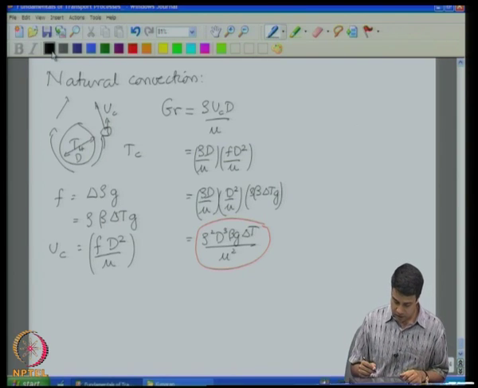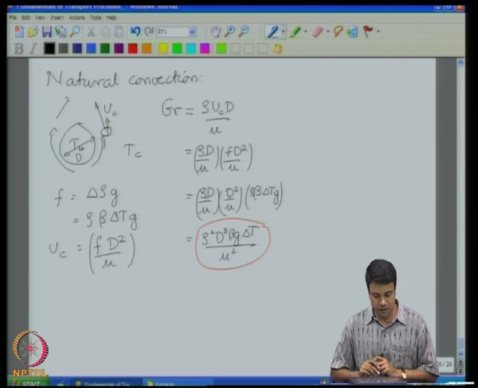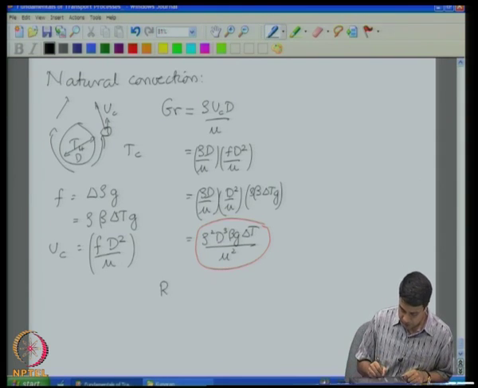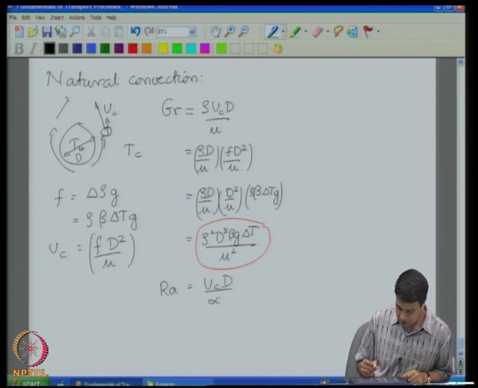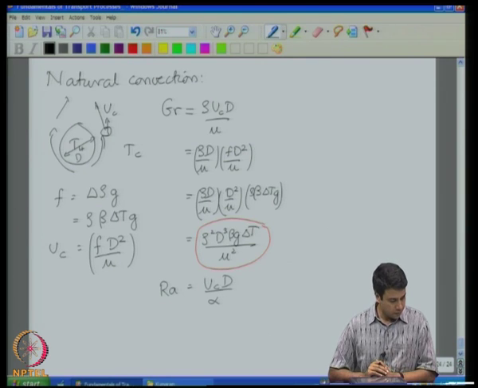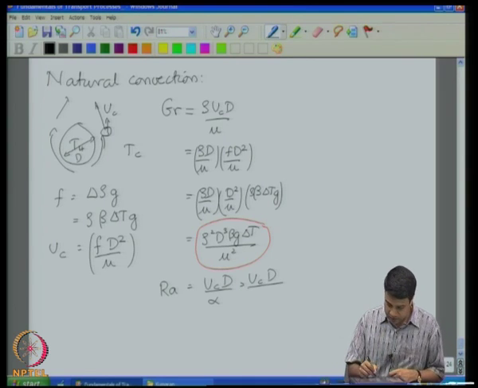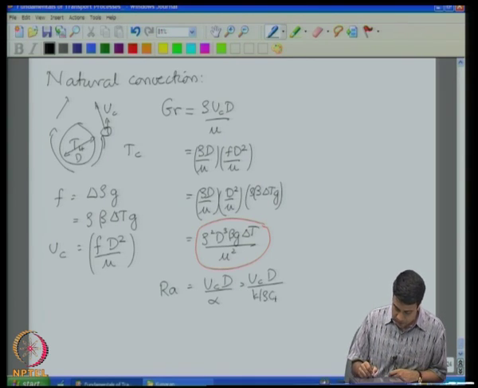So, this is the Grashof number, and one can also get a different number called the Rayleigh number. In the Rayleigh number, you are not taking the ratio of inertia and viscosity, but rather you are taking the ratio of convection and thermal diffusion. So, the Rayleigh number is basically equal to U c times d by the thermal diffusion coefficient alpha. And this is equal to U c times d by the thermal diffusion coefficient, which is k by rho Cp.